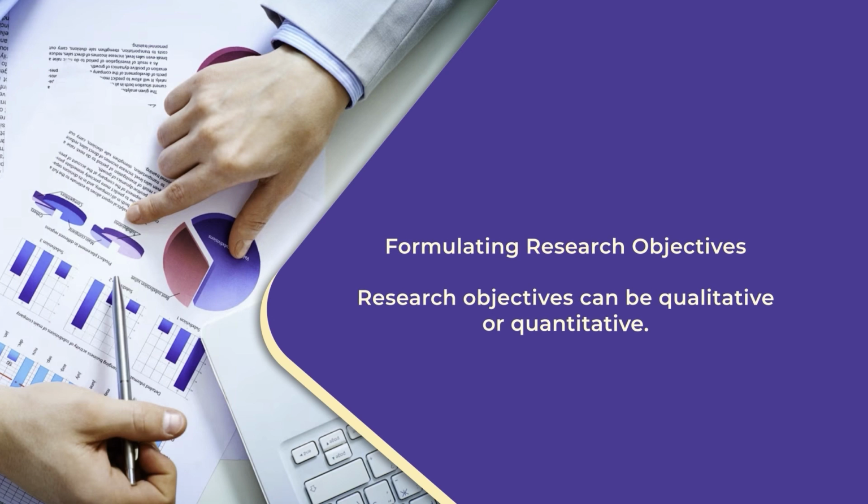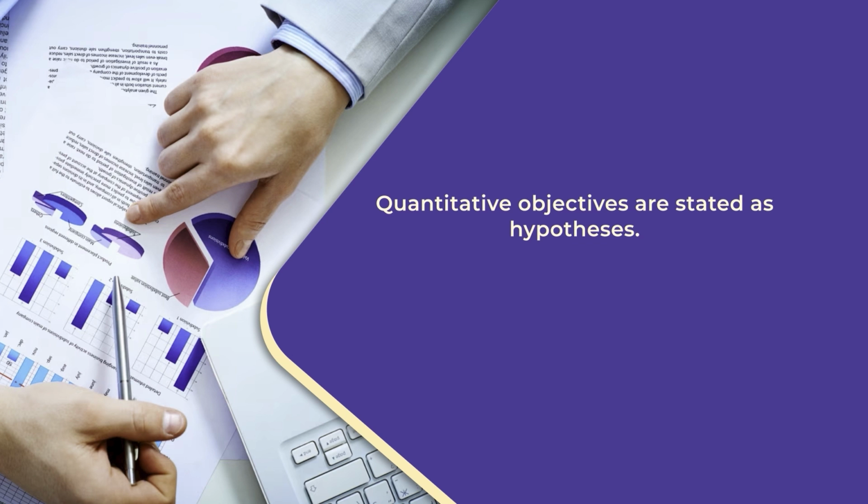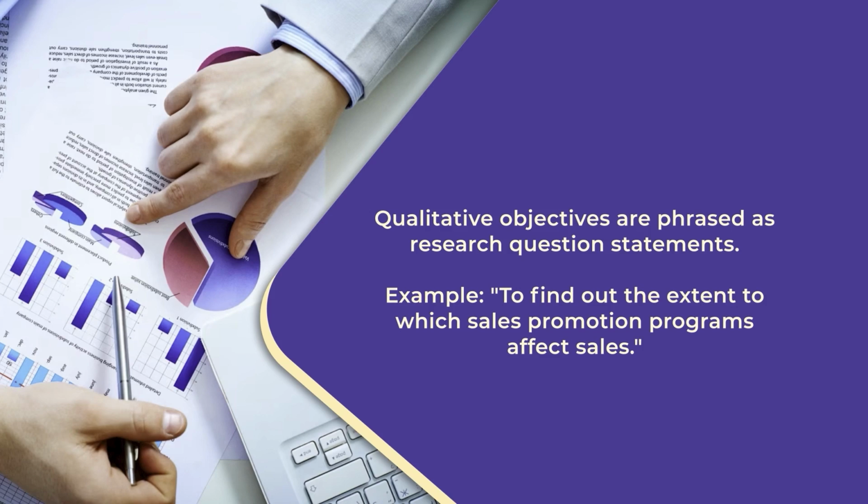Further, research objectives may be stated in qualitative or quantitative terms. Qualitative objectives are phrased as research questions and statements, and quantitative objectives are stated as hypotheses. For example, take a scenario where a company wants to understand the impact of their summer sales promotion program on sales. So the qualitative objective for this scenario may be stated as: to find out the extent to which the sales promotion programs affected sales. This explores the impact of sales promotions on sales.